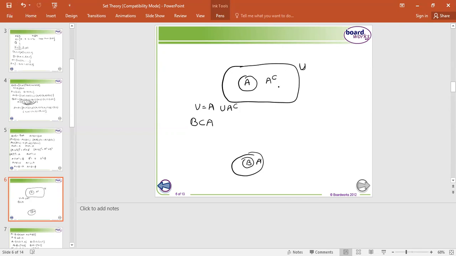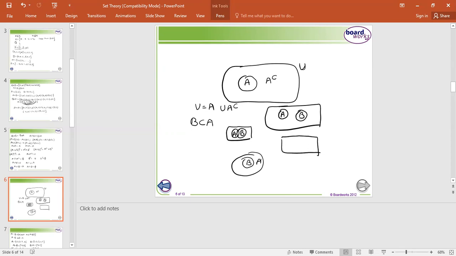For disjoint sets, here you will see the disjoint sets A and B. These two sets are disjoint sets. A union B, how will you show this? A union B. This is A and this is B. This is A union B. The whole thing is A union B.